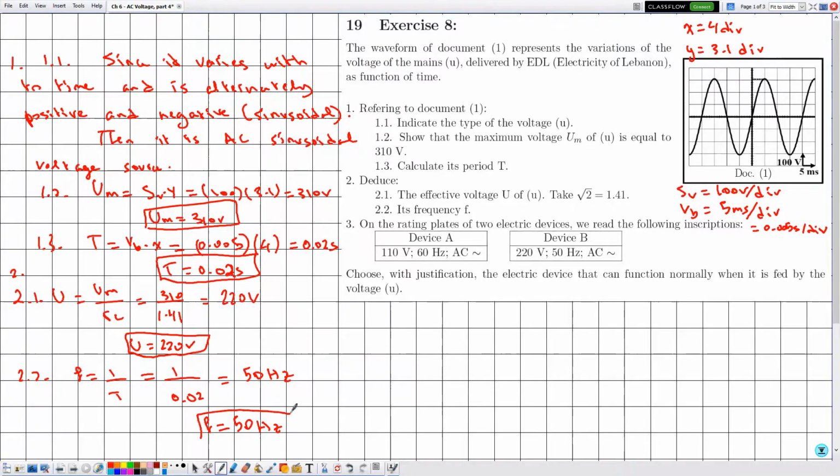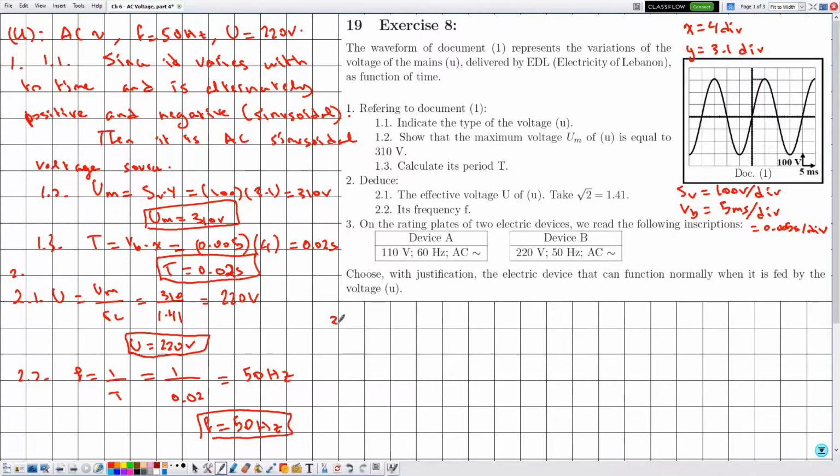Now here we deduce that this source that we are using, the voltage U, is AC sinusoidal of a frequency 50 Hertz, and an effective voltage U is equal to 220 volts.